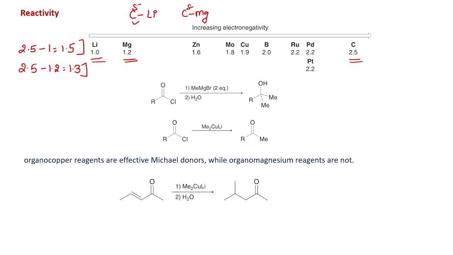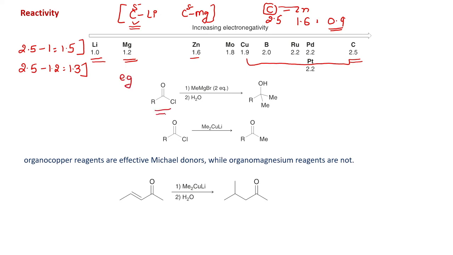You can also compare other metals, like carbon and zinc. Carbon is 2.5 and zinc is 1.6, so you get 0.9. So carbon bonded with zinc is less nucleophilic than carbon bonded with lithium. Carbon-magnesium and carbon-lithium compounds are very reactive compared to carbon bonded with zinc or carbon bonded with copper.